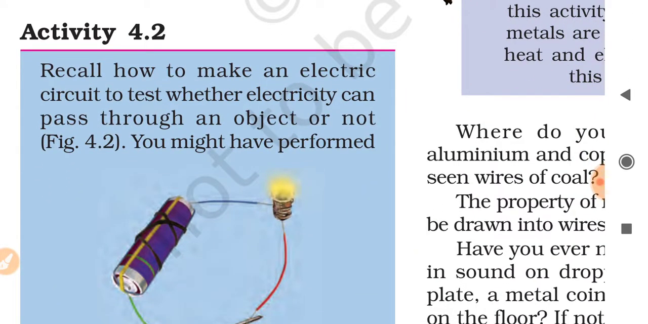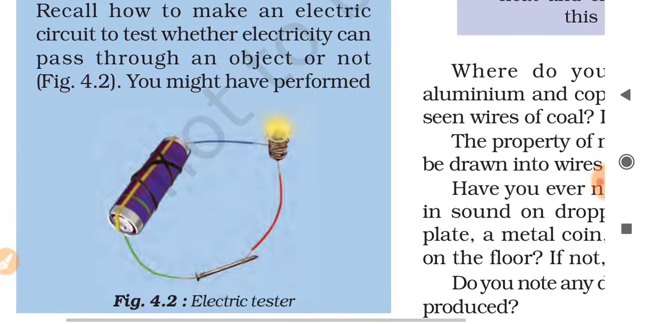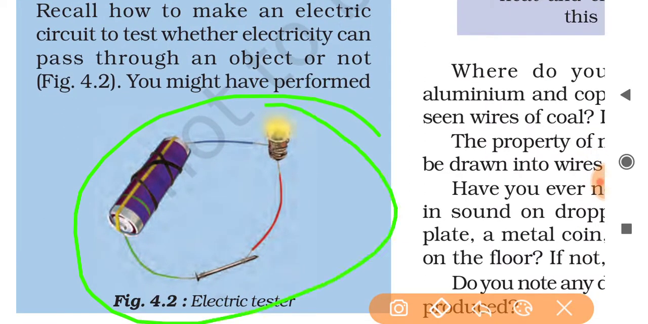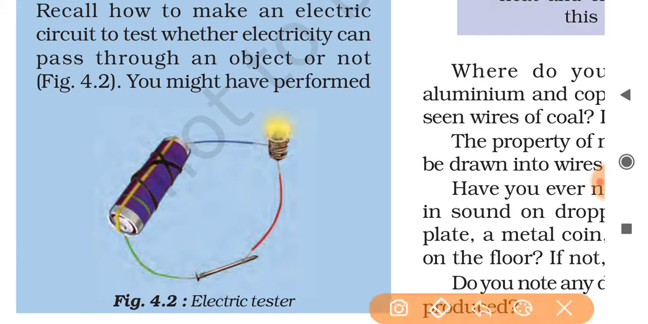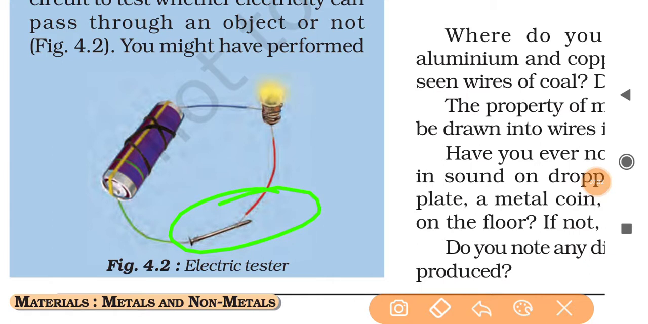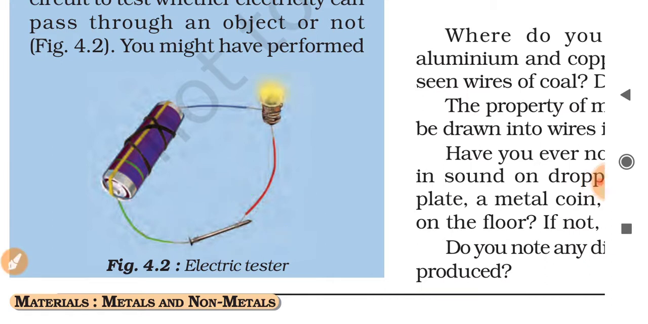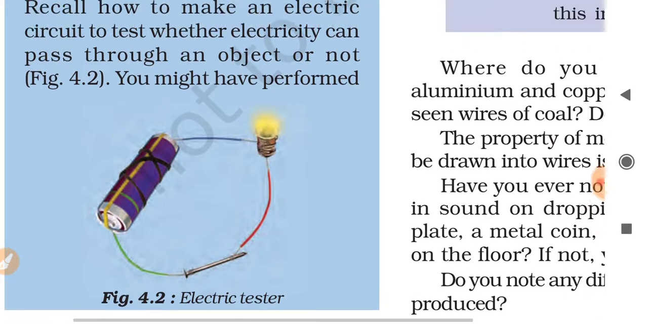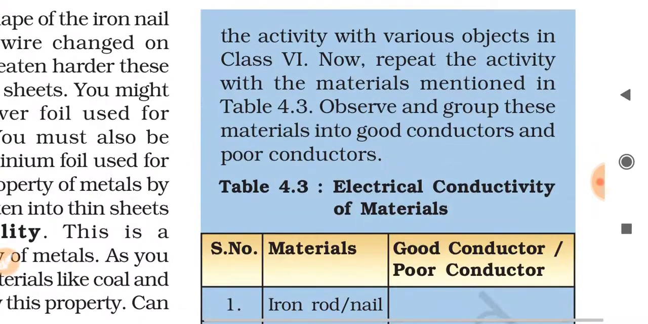Recall how to make an electric circuit to test whether electricity can pass through an object or not. You might have performed it. You can see this activity you already did. The electric tester, how can it be made? You just use a battery or cell, a mini bulb and an iron nail. You did this activity in class 6 also. And when you join them with this cell and a connecting wire, electricity will pass through it and the bulb glows.